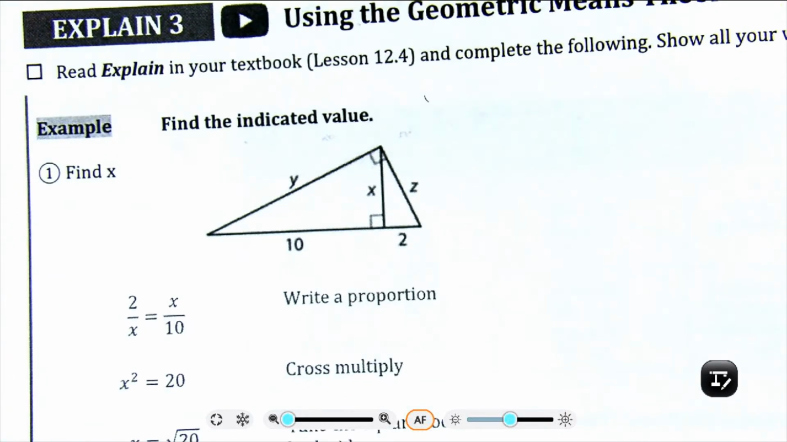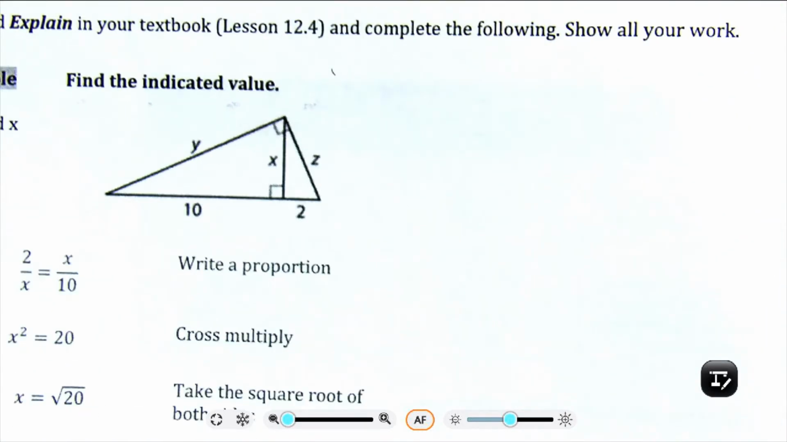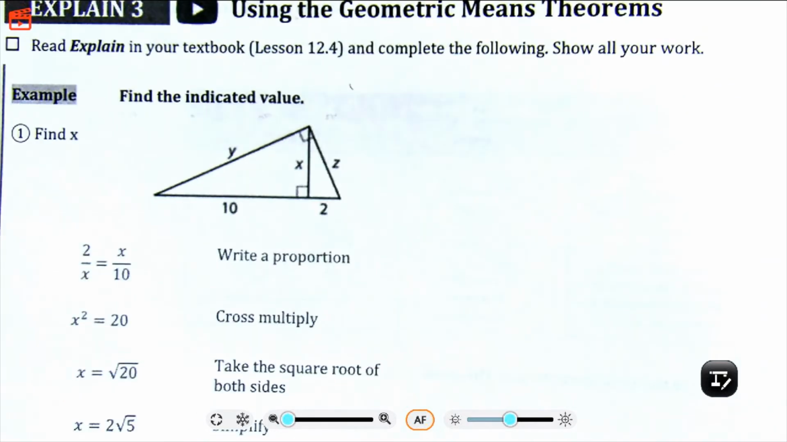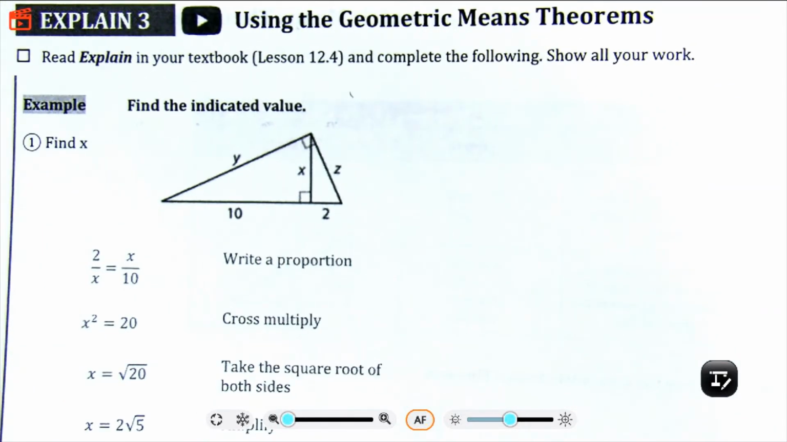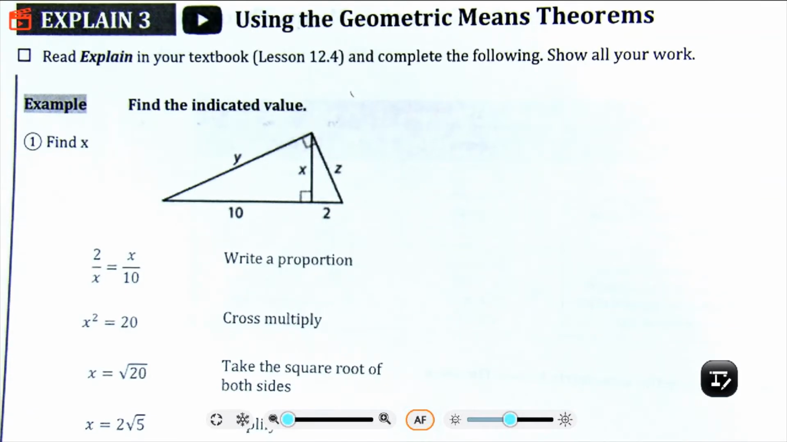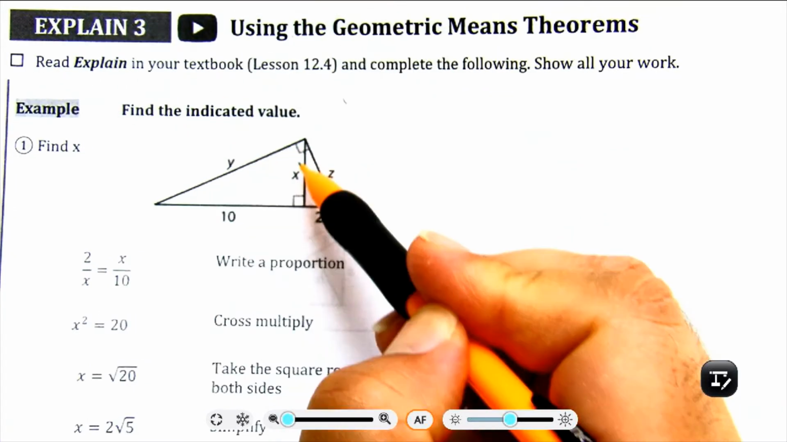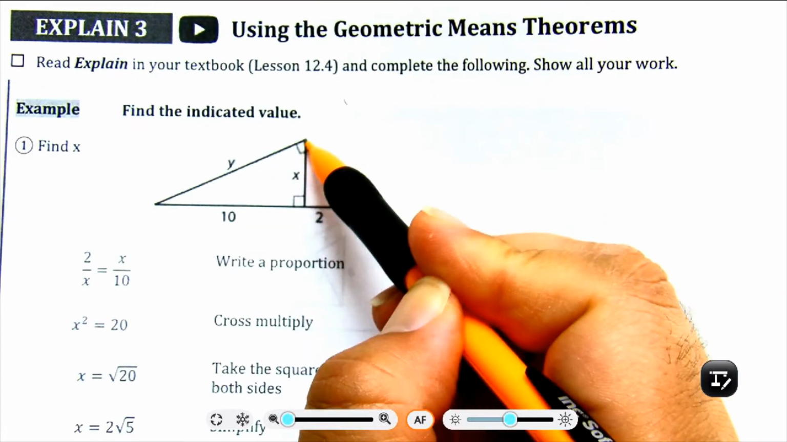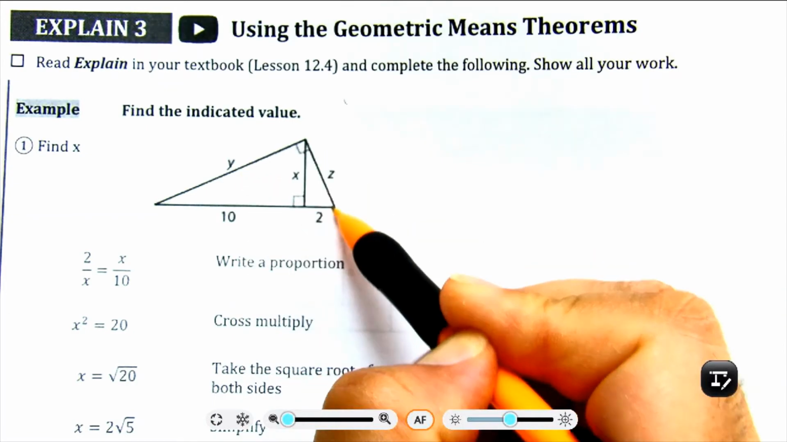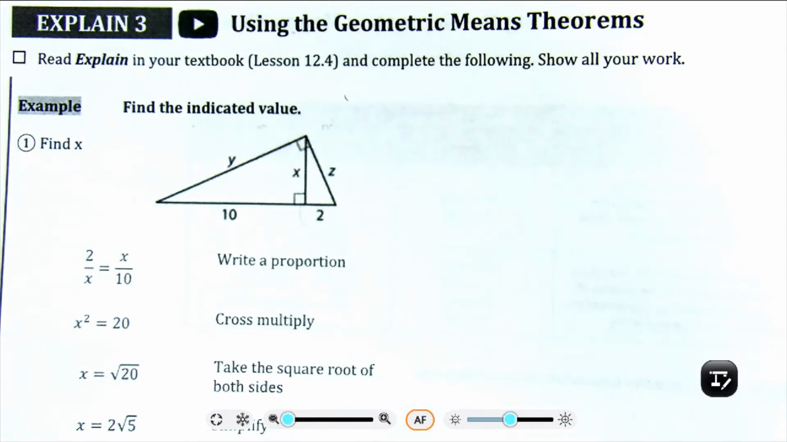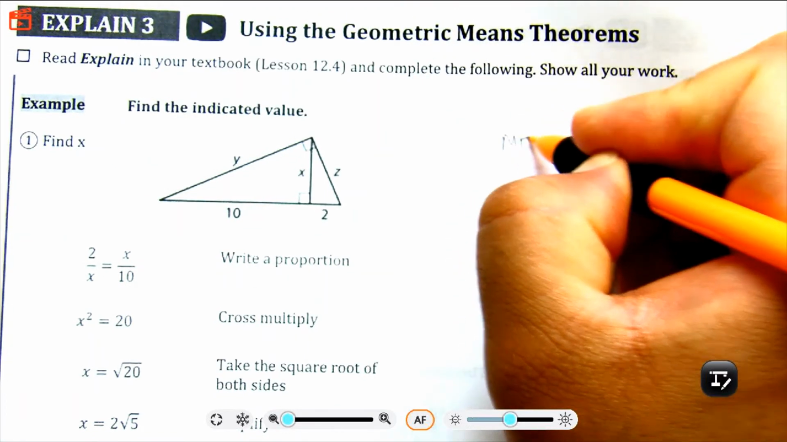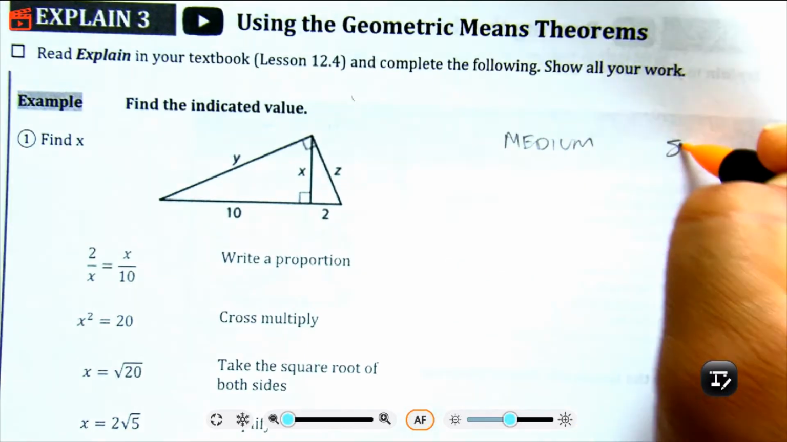Okay, so let's focus on this problem on page 44. Find the indicated values. So what we want to do is find x. So we look to see where x is located. X is located here. Now this is a side of the medium triangle, and it's also a side of the small triangle. What I'm going to do is draw the medium triangle and the small triangle so that they are facing the same direction.